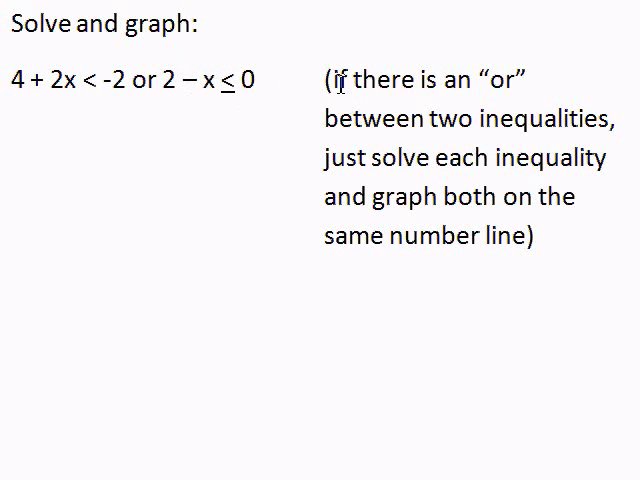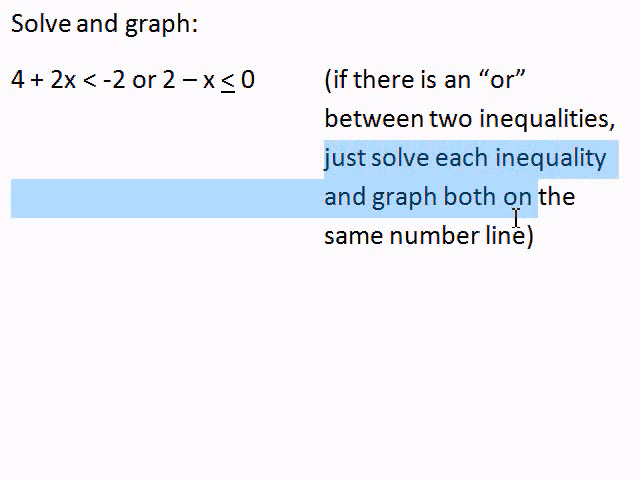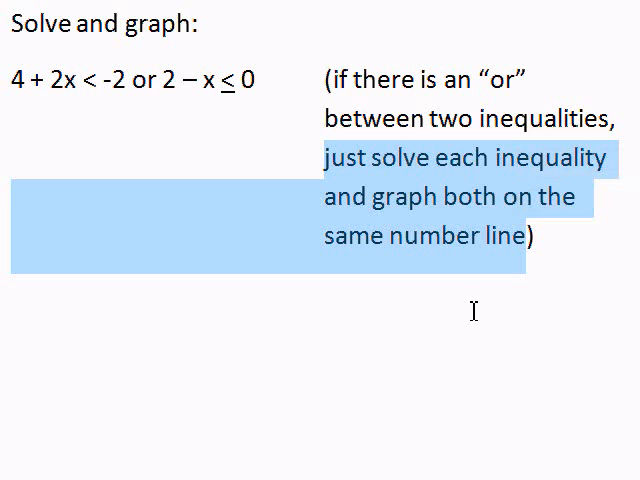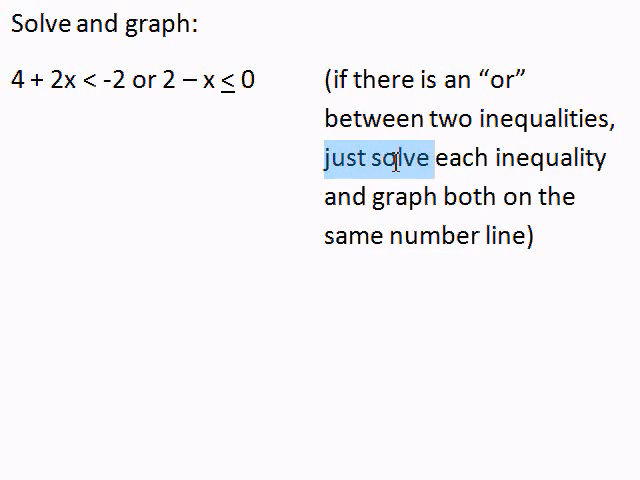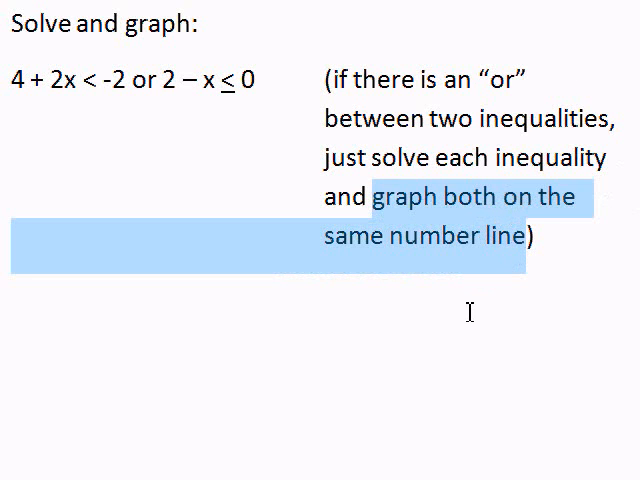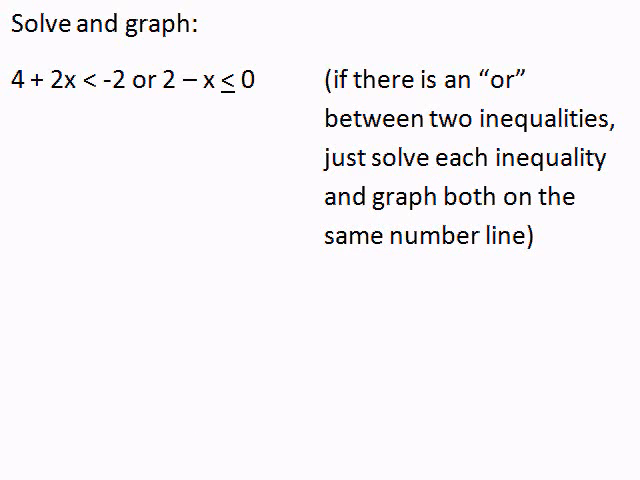How we solve this is if there is an OR between two inequalities, we just solve and graph both on the same number line. So we're going to solve each inequality separately, and then we're going to graph both of them on the same number line. Let me show you.